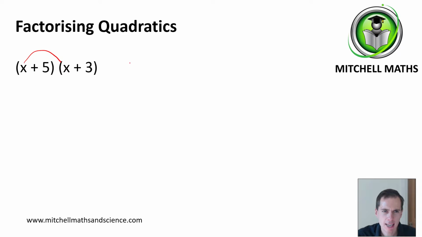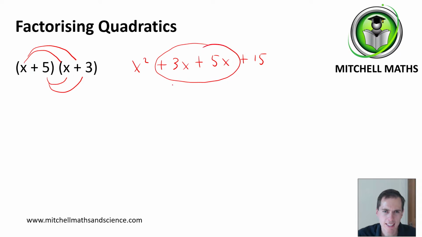x times x is x squared, x times plus 3 is plus 3x, 5 times x is plus 5x, and 5 times 3 is plus 15. We can simplify this because the two middle terms add together, which gives us x squared plus 8x plus 15.